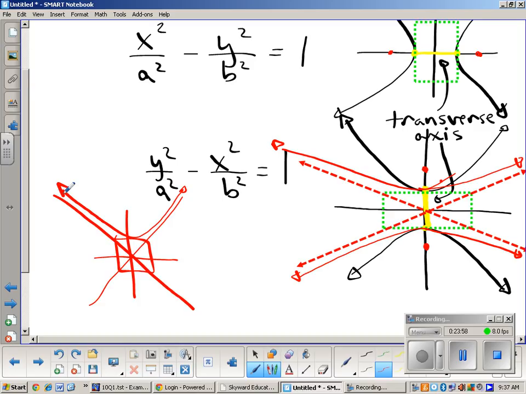That rectangle can be a square, really long and skinny, or really tall and skinny, or really tall and fat. It can look however, depending on what these numbers are. It could be any shape, as long as it's a rectangle. And when we draw these diagonals in, then we know where our graph is going to approach.